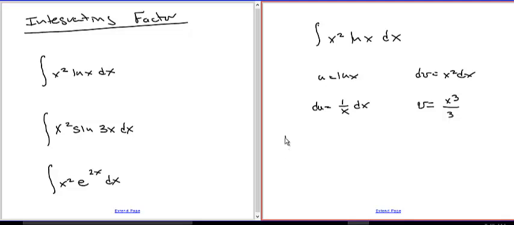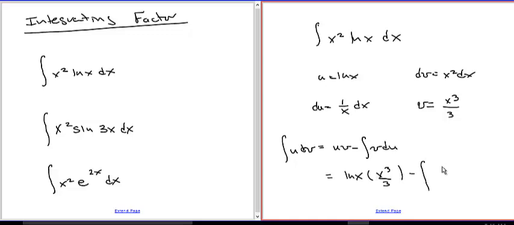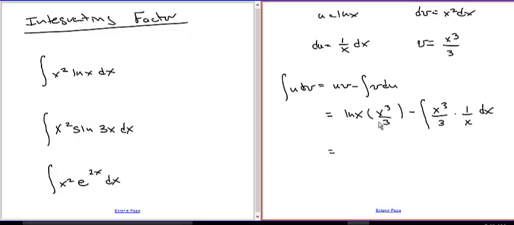So integration by parts says that the integral of u dv is uv minus the integral of v du. So we plug in u, natural log of x, times v, x cubed over 3, and we subtract the integral of v, which is x cubed over 3, times du, which is 1 over x dx.